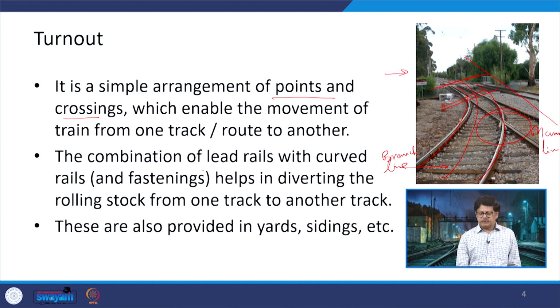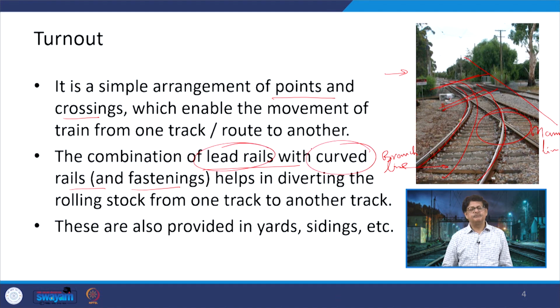The combination of the lead rails with the curved rails and fastenings helps in diverting the rolling stock from one track to another track. So, there are two types of rails, one defined as a lead rail, another defined as a curved rail. These straight rails which are being provided here are the lead rails, whereas this one is a curved rail.